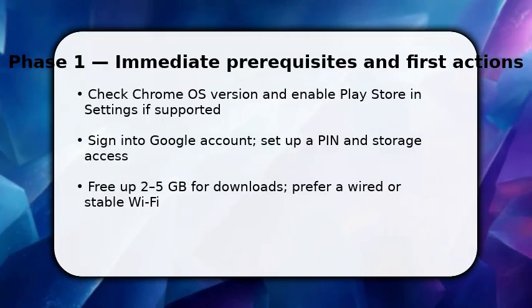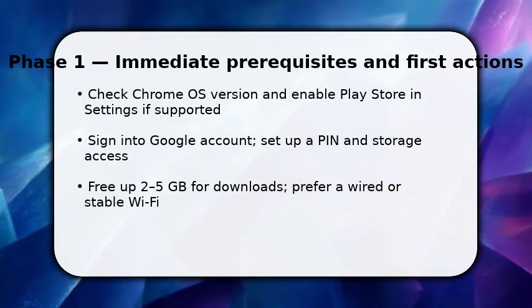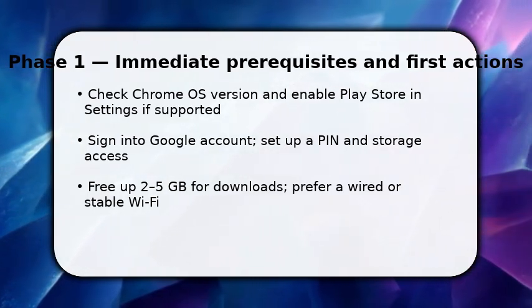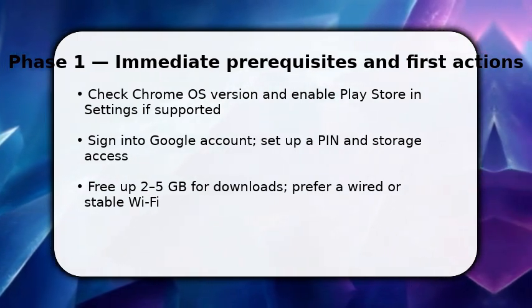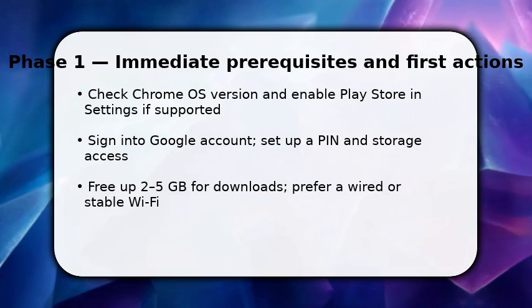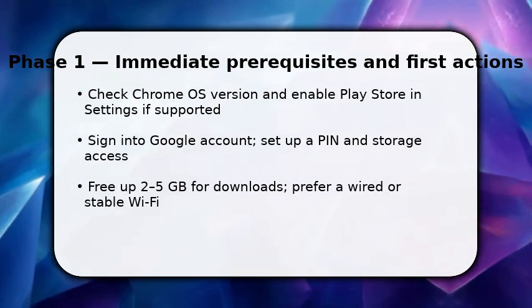You start by confirming your Chromebook supports Android apps or Linux. Open Settings and check Chrome OS version and Play Store availability. Once done, sign into your Google account and enable Play Store access, because that unlocks many game stores.